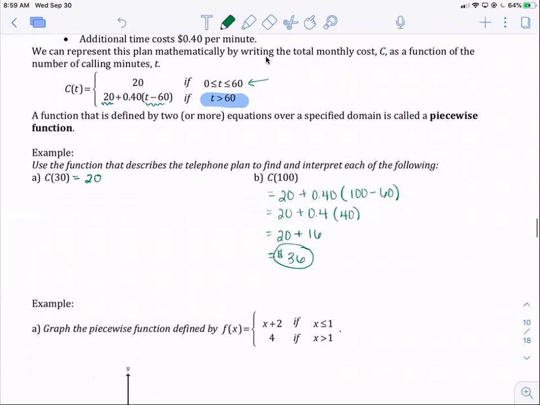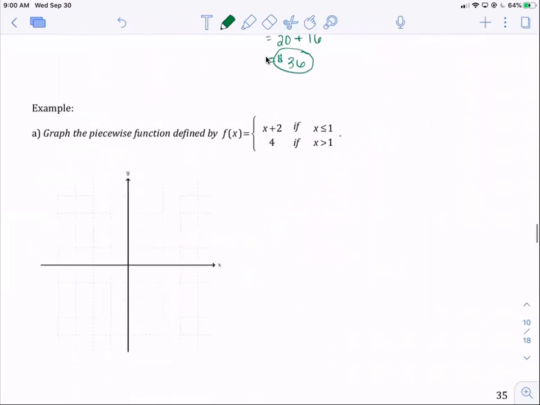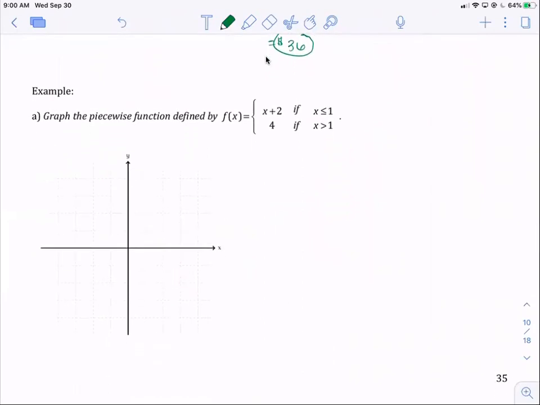Okay, now we're going to look at graphing piecewise functions. So there's lots of different ways you can do this. We are going to do a table method, just so it's a little bit more concrete. So we're going to break this up into 2 parts. So we have f of x equals x plus 2 if x is less than or equal to 1, and 4 if x is greater than 1. So our first equation, f of x equals x plus 2 if x is less than or equal to 1.